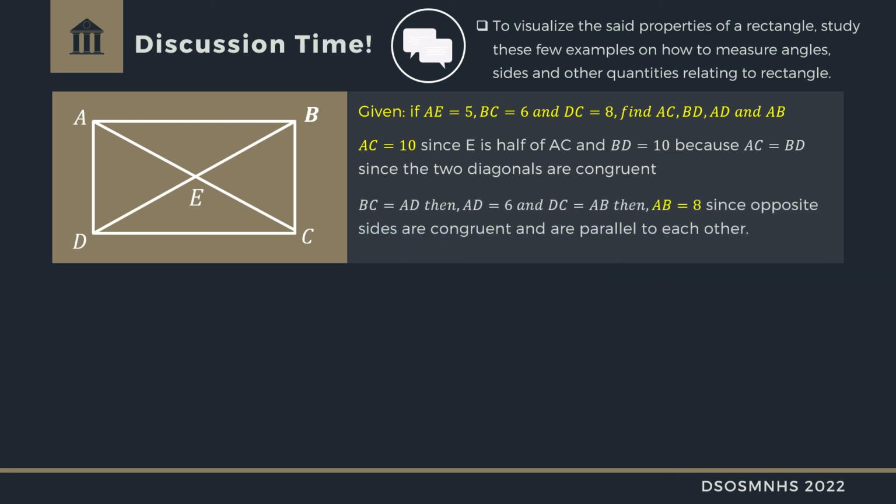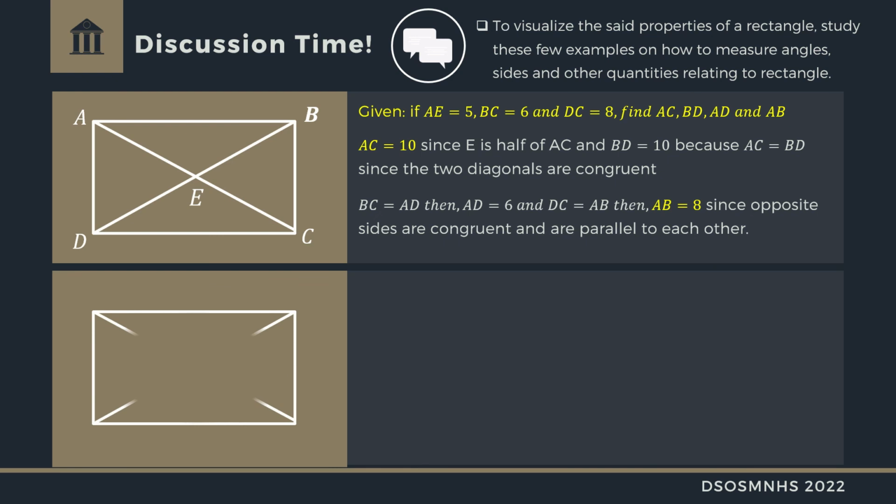BC is equal to AD, the two sides on the left and the right. BC is 6, so AD is also 6. While DC is equal to AB, wherein DC is equal to 8. So therefore AB is equal to 8 since opposite sides are congruent and parallel to each other. Simple lang, di ba?